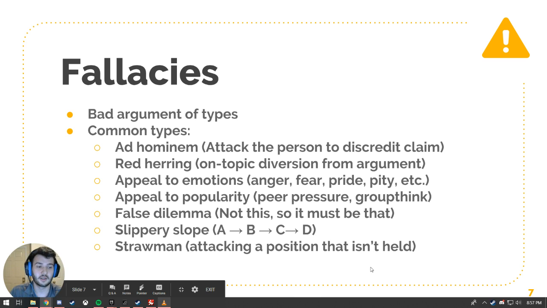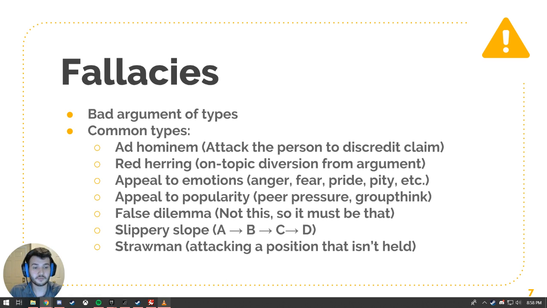Straw man is attacking a position that the other person doesn't actually hold, and straw mans are very common, especially in politics. You attack a person on a position that's similar or related, that someone could think they actually believe, but they don't actually hold that position, and you attack that position instead, so that you don't have to go against their actual argument.